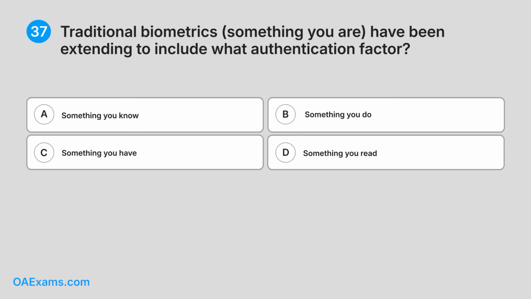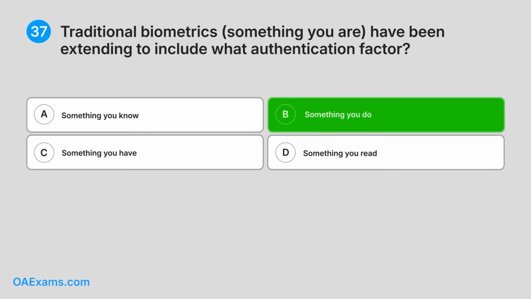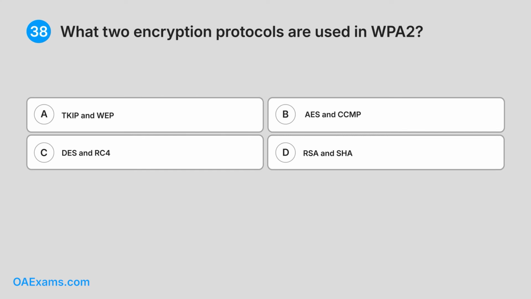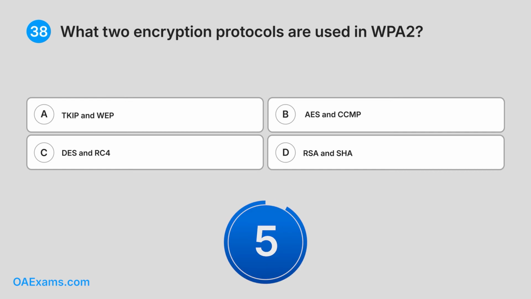Correct answer: B. Something you do. Explanation: Biometric authentication has evolved to include something you do, such as behavioral biometrics like typing patterns or gait. 38. What two encryption protocols are used in WPA2? A. TKIP and WEP. B. AES and CCMP. C. DES and RC4. D. RSA and SHA. Do you know the answer?